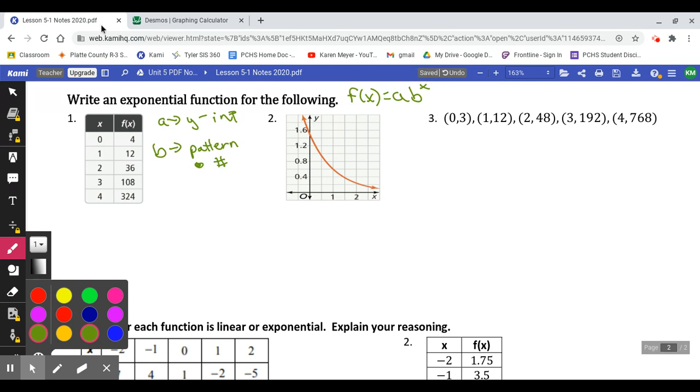Okay, so when I'm doing this, I've got f of x equals y-intercept. As everybody can see on the table, we have (0, 4). So that means that my a is 4.